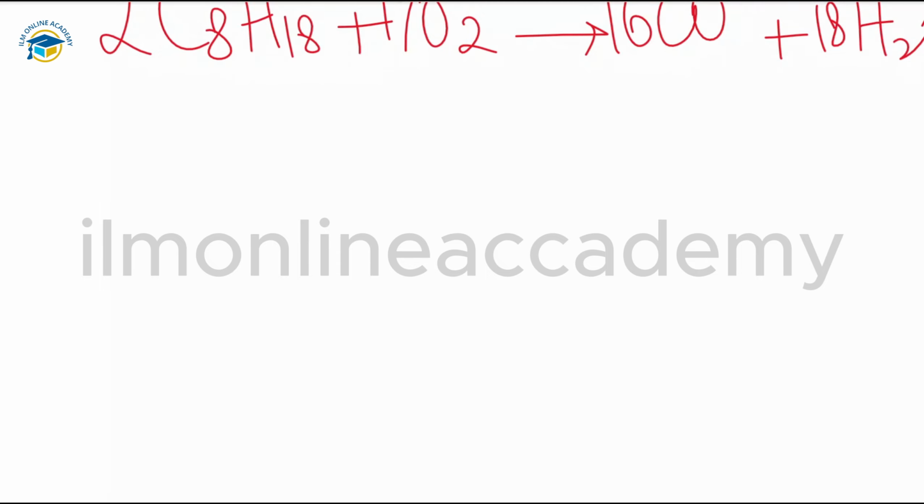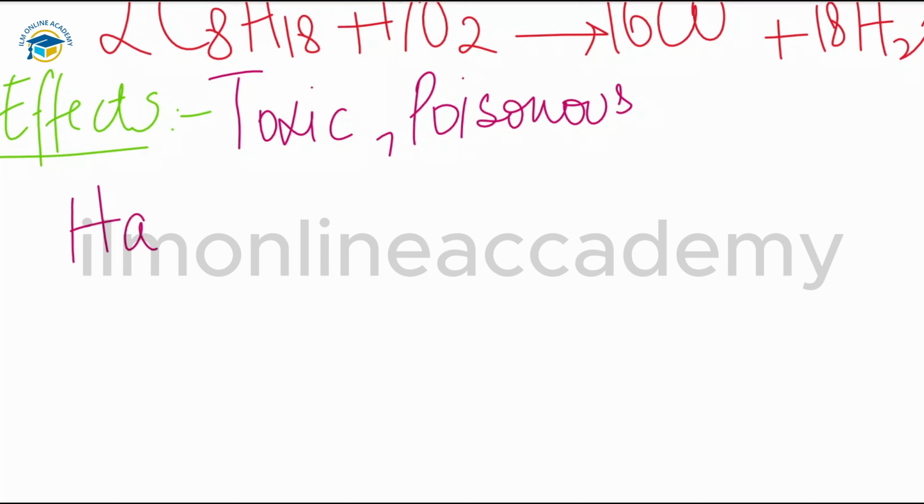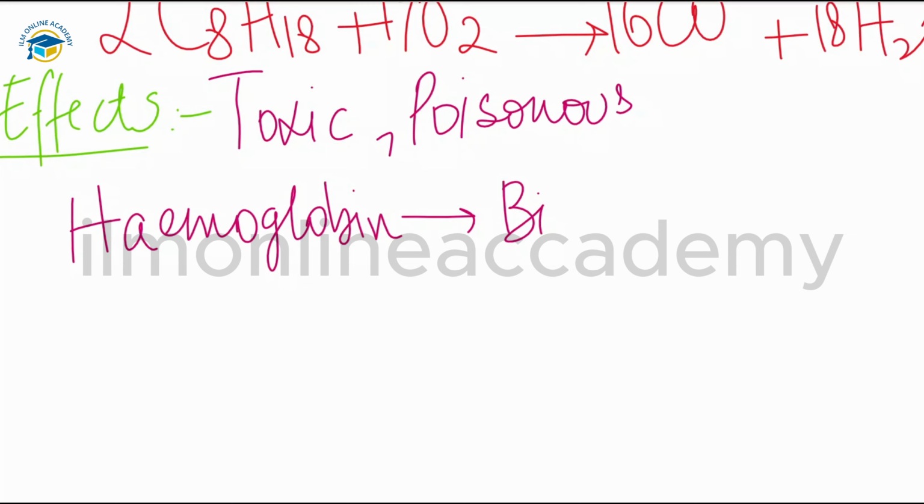Now if we talk about its effects, you can say that this one is a toxic and poisonous gas for humans. Toxic and also poisonous. How? I will tell you. First, it binds with the hemoglobin. Hemoglobin is present in our blood, in RBCs. So carbon monoxide binds with the hemoglobin in our red blood cells.